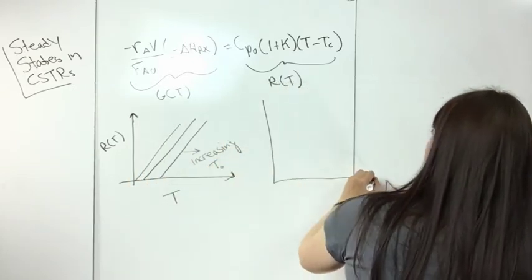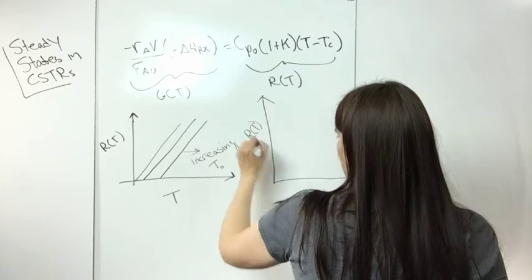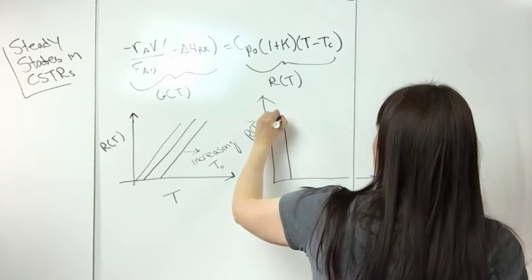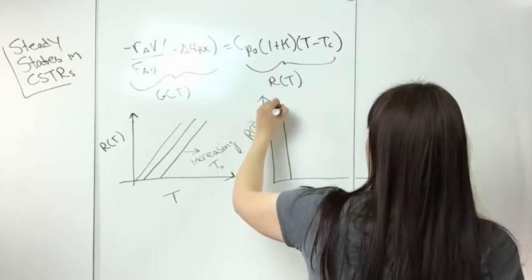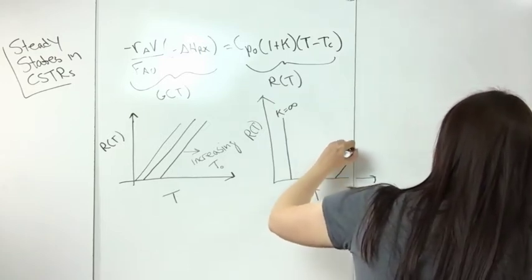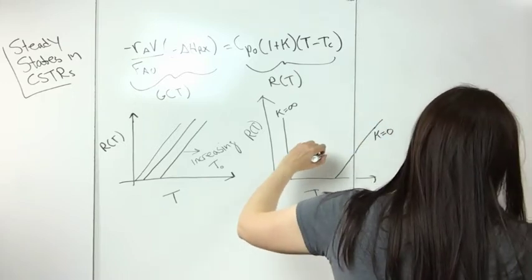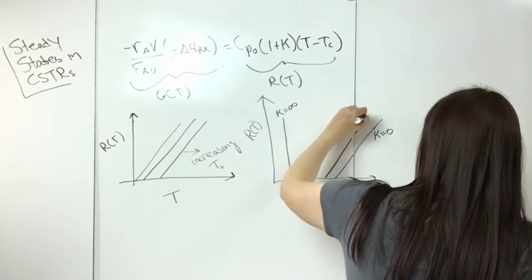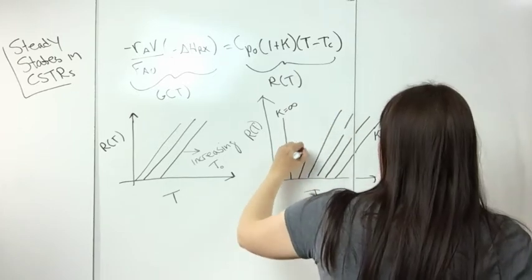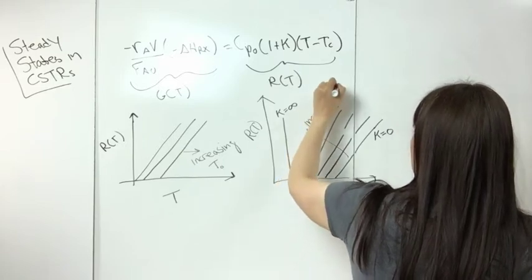And then you can also look at what happens if you change kappa. So this is R of T and T again. If kappa is equal to infinity, you end up with this. So this is kappa equals infinity. And let's say this is kappa equals 0 right here. And then as you increase kappa, you'll start seeing this. So this is increasing kappa.